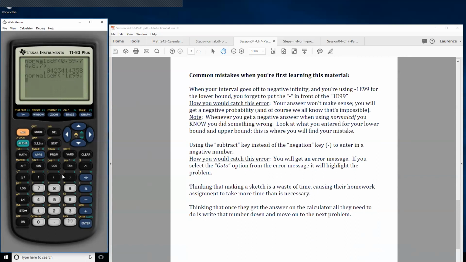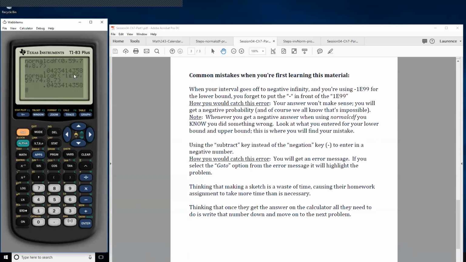Oh, well, let me finish the job here. The upper bound was 59, comma. The center was 74, comma. And the spread was 8.7. Do we get the same answer? We sure do. So once again, you just go way off to the left, you'll get the same answer.